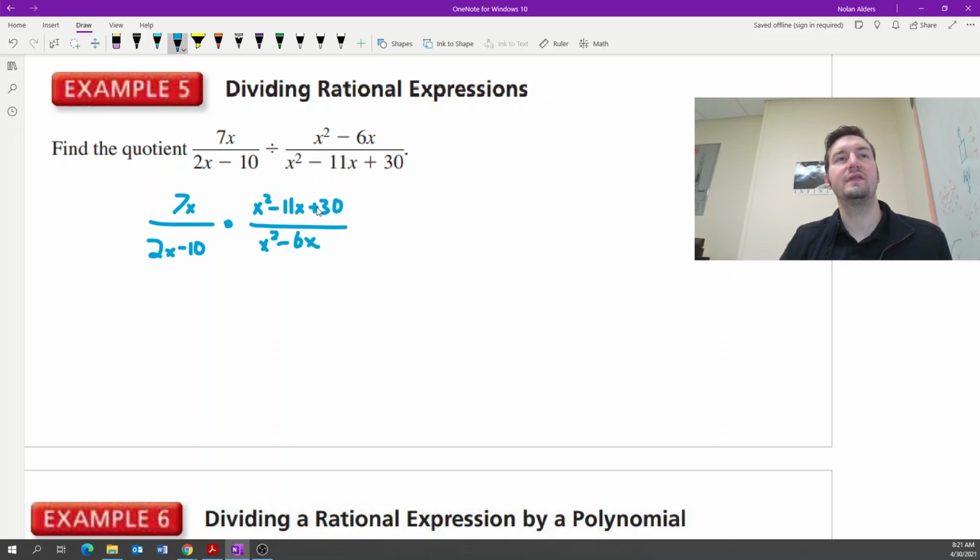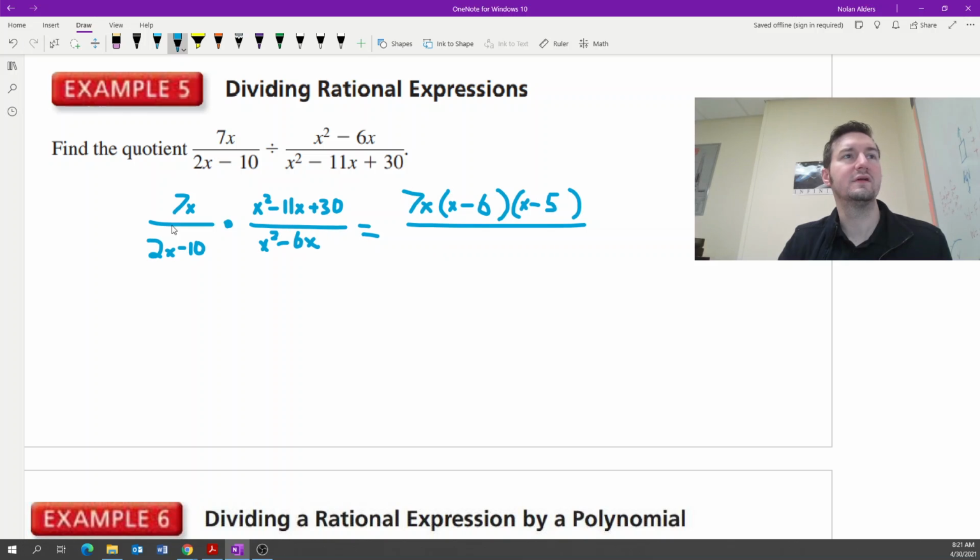So let's factor that numerator first. So we'll just have a 7x, and then we can factor the x squared minus 11x plus 30. So we'll have an x and an x. It's a plus sign, so they'll both be the same as this one. 6 times 5 gives us 30, and -6 plus -5 gives us that -11, so that works out. Right, and then in the denominator, we can take out an x out of both of these.